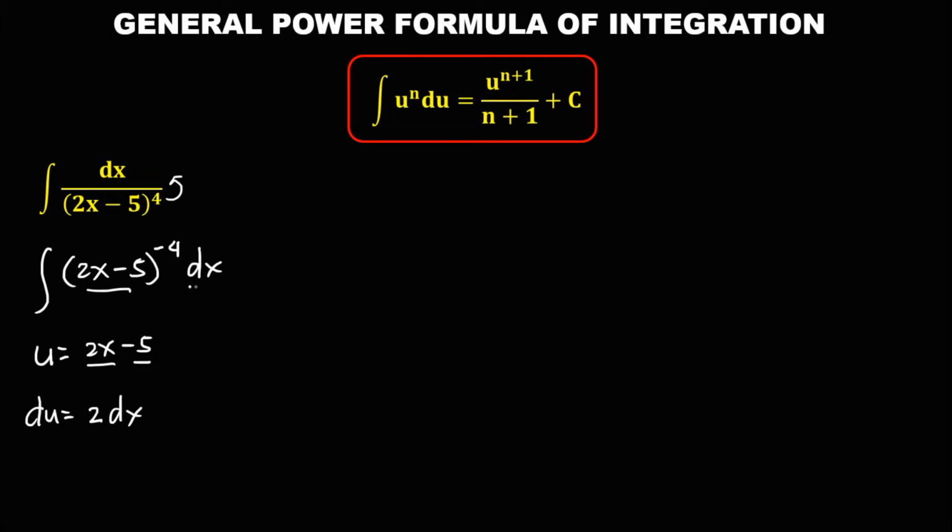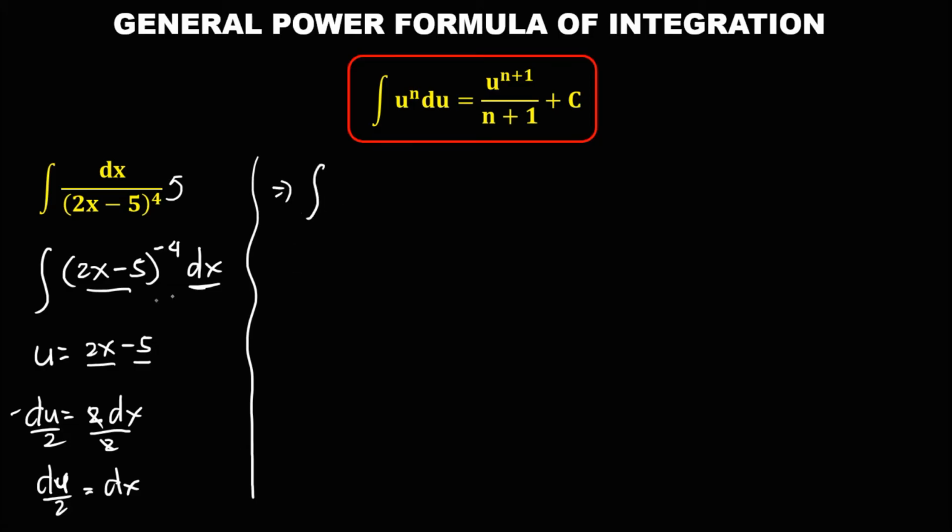Then from the given, since we have this dx, to solve for dx, divide both sides by 2. So we have du over 2 equals dx. Then to find now the integral, from u substitution, we have the integral of u. So u to the power negative 4, then dx. So dx is du over 2. So we have du over 2.